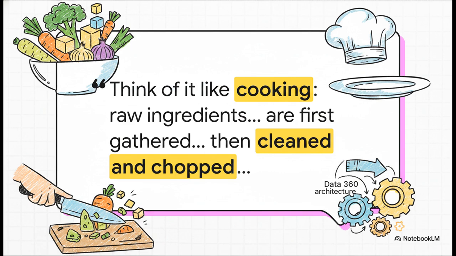To solve it, we're going to use a really brilliant extended analogy from Jayant Tathaputhi's source material. Think of your data journey exactly like cooking a meal. Raw ingredients, which is your incoming data, are first gathered and set aside. Then they are cleaned and chopped during the prep work. And finally, they're beautifully plated as a finished dish, completely ready to be consumed. This simple, brilliant analogy is going to anchor our entire understanding of the Data 360 architecture today.